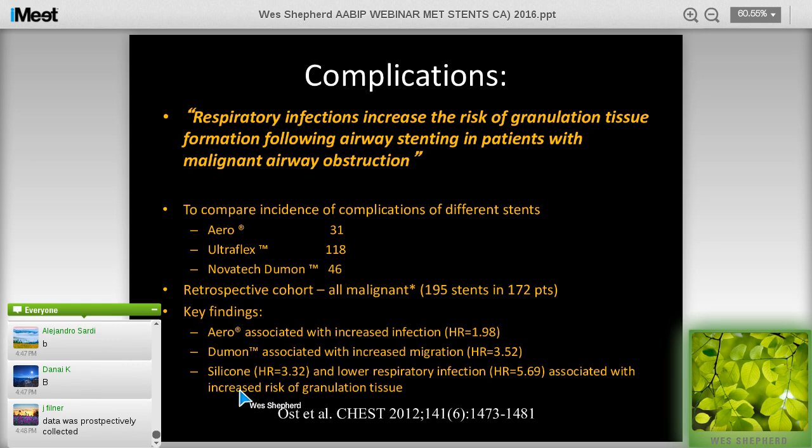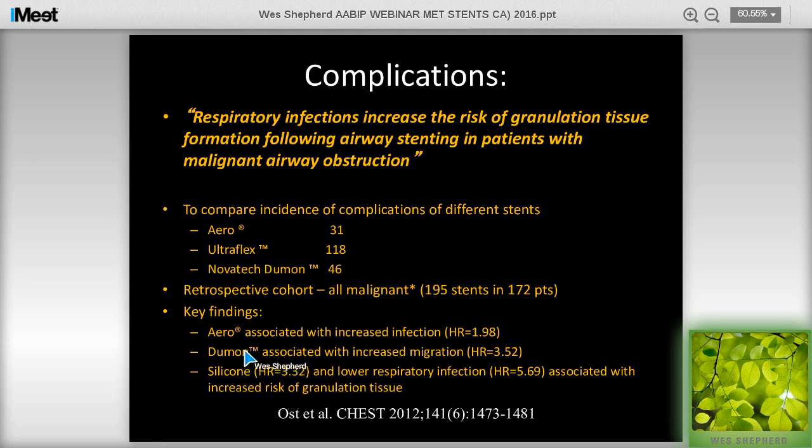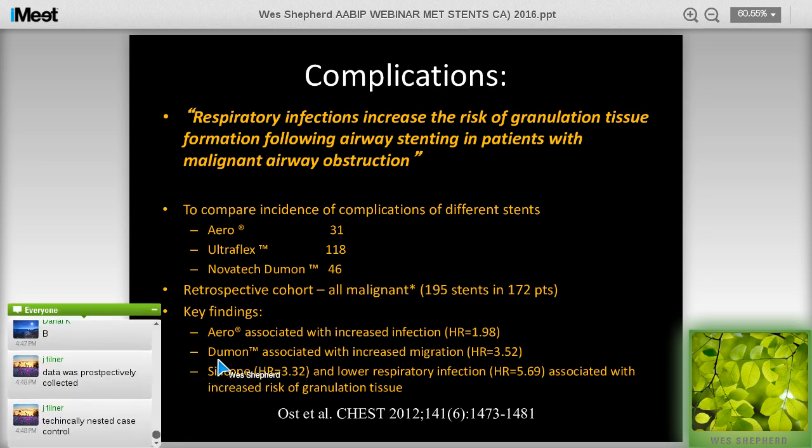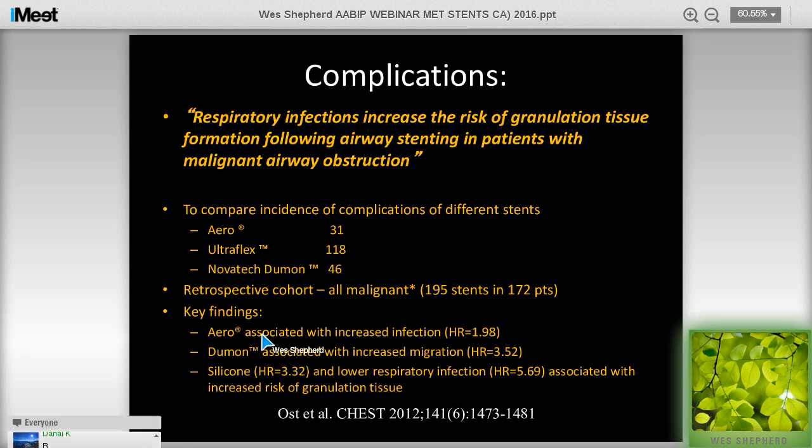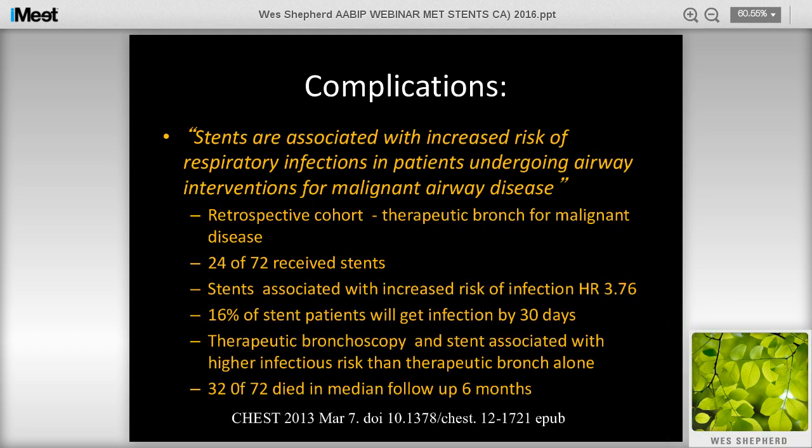And just to highlight the key findings, and sorry, one of you just reminded me that the data was prospectively collected, although I did say it was a retrospective cohort, so just to clarify that as well. Thank you. But the Aero stent was associated with increased infection. The Dumon stent was associated with the highest risk of increased migration, and the silicone stent and lower respiratory infection had the highest associations with increased risk of granulation tissue.